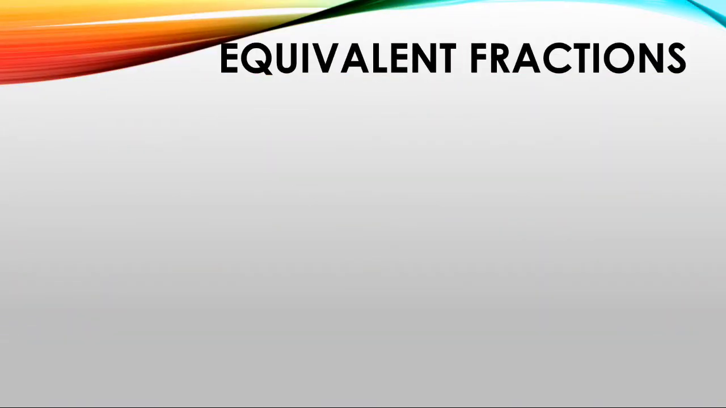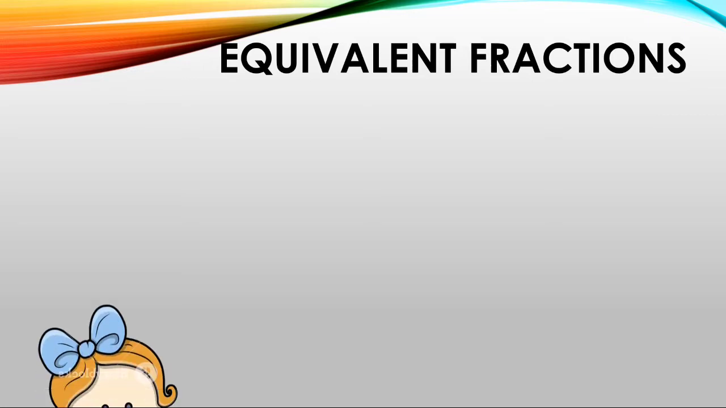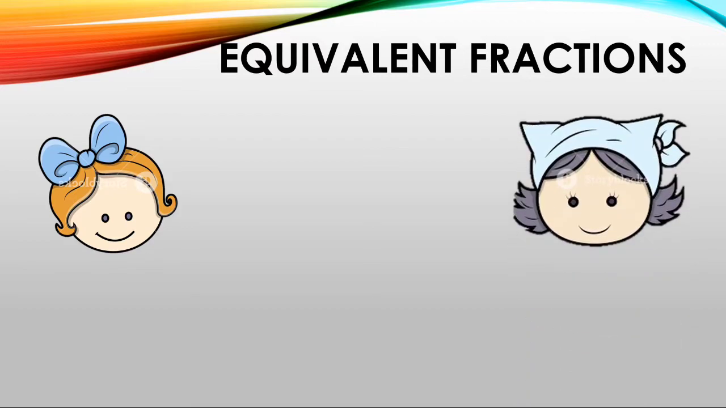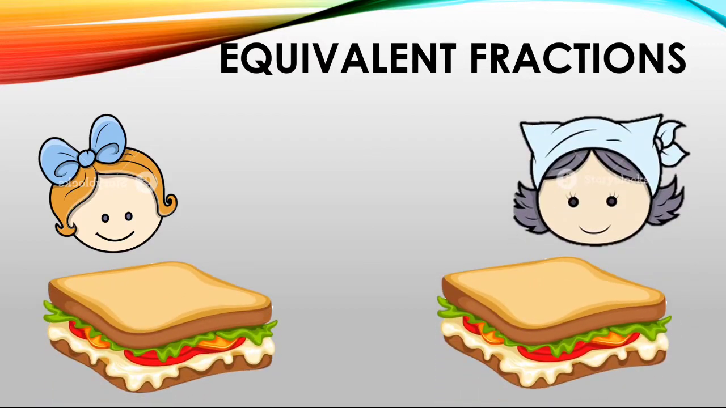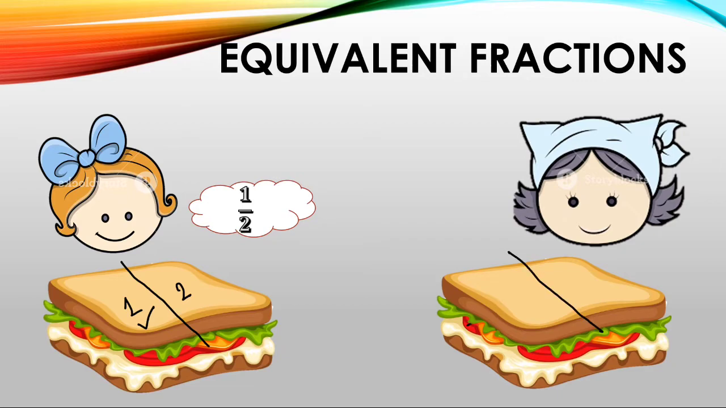Let us study what equivalent fractions are. Geeta and Molly are eating a sandwich. Geeta divided her sandwich into 2 equal parts and took 1 part out of 2. So, she has 1/2 of the sandwich. Molly divided her sandwich into 4 equal parts and took 2 parts out of 4. So, she has 2/4 of the sandwich.